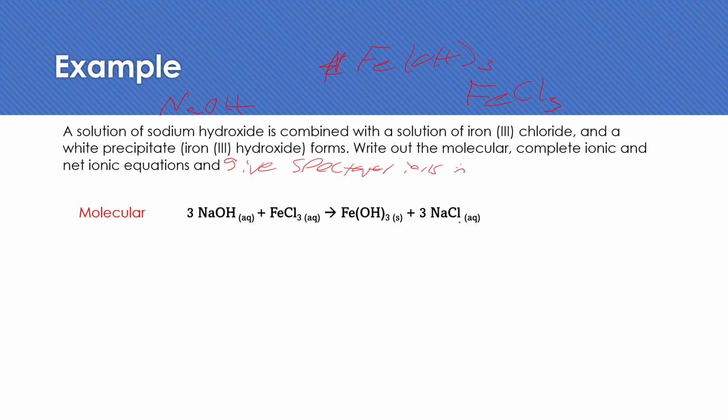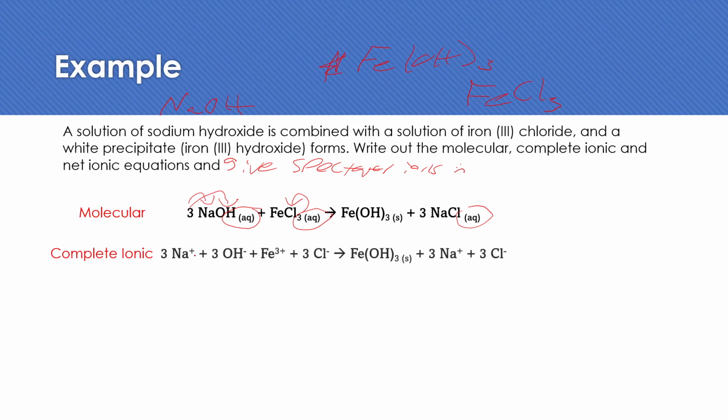plus 3 sodium chloride. Okay, so now everything that's aqueous, I'm going to split up into ions. So remember, I'm going to have 3 sodiums, 3 hydroxides, 3 chlorides, right? So, complete ionic, 3 sodiums, 3 hydroxides, 1 iron 3 plus, and 3 chloride minus, right? Then on this side, 3 sodium plus, 3 chloride minus, okay? So, this stays the same, right? Because it's solid, so I don't change that.